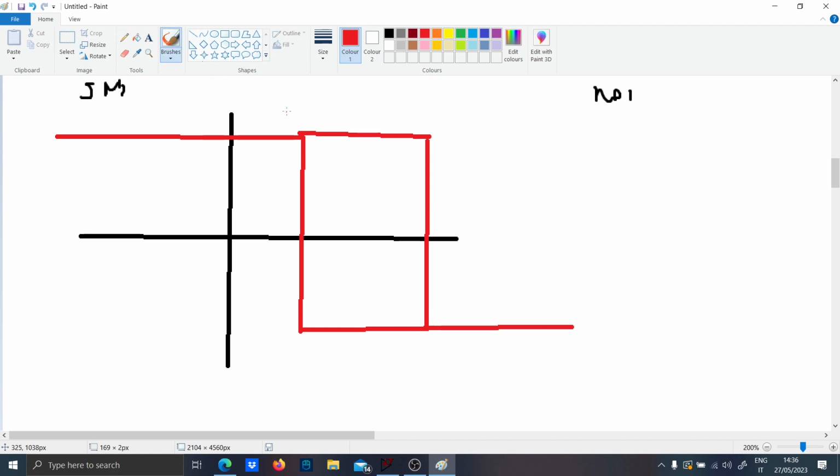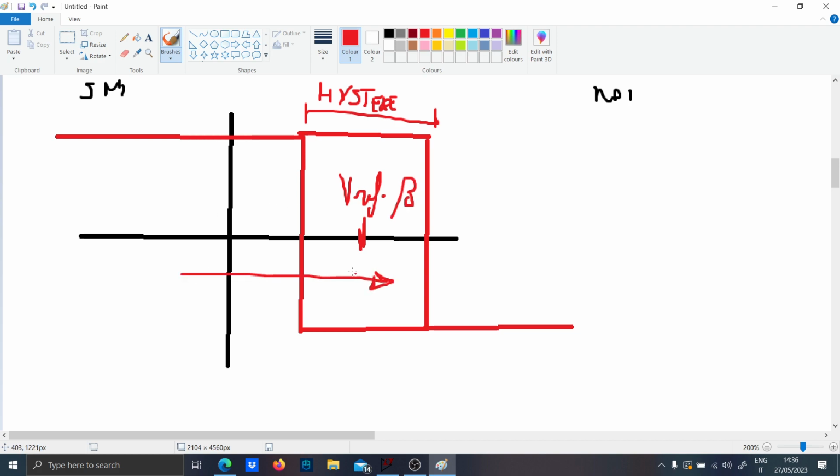Where this is the window of hysteresis. And this is the reference voltage multiplied by the beta, which will translate your hysteresis from the origin to the desired point. And the same happens when you design the opposite Schmitt trigger.